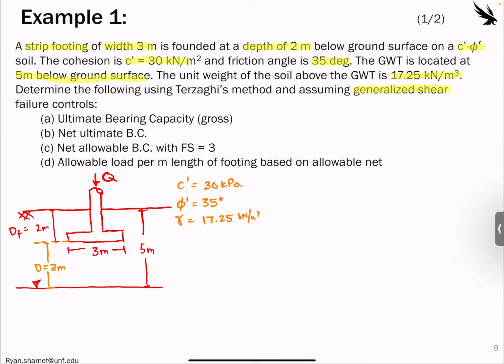So the first thing that we would do is look and see what type of failure occurs. It's generalized. So since it's generalized, we just use C and phi with no correction or no modification.